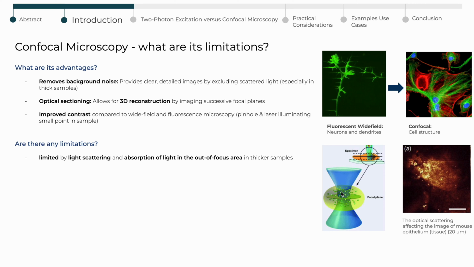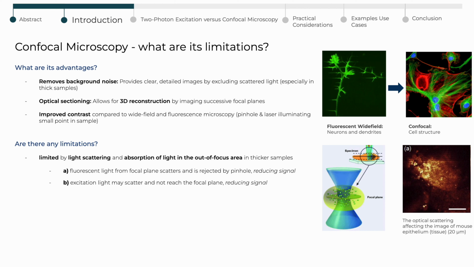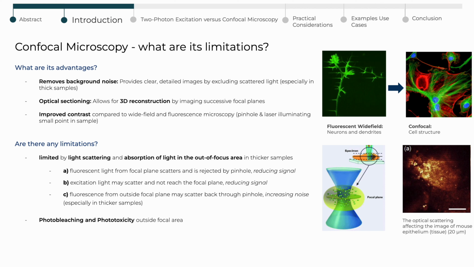More specifically, light from the focal plane can scatter and then be rejected by the pinhole, which would reduce the signal. The excitation light itself may scatter, not even reach the focal plane, which would also reduce signal. And the fluorescence from outside the focal plane may scatter back through the pinhole, increasing noise, especially in thicker samples. Also, we still encounter issues with photobleaching and phototoxicity, and while that might not be fully preventable, it's not good that it also happens outside the focal area itself.